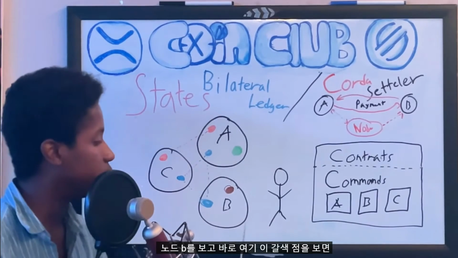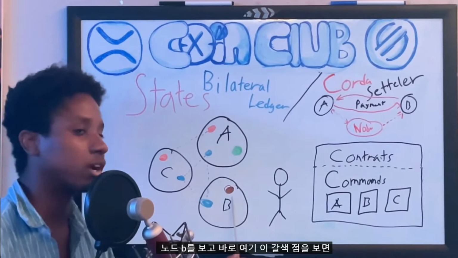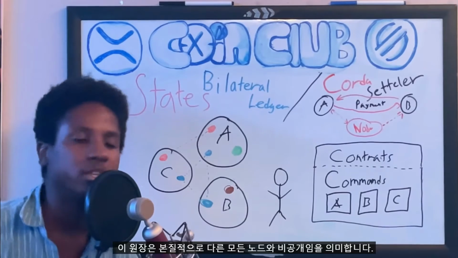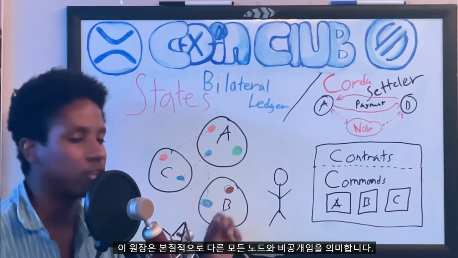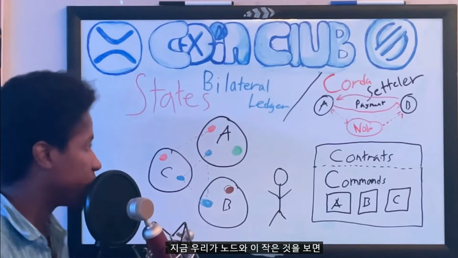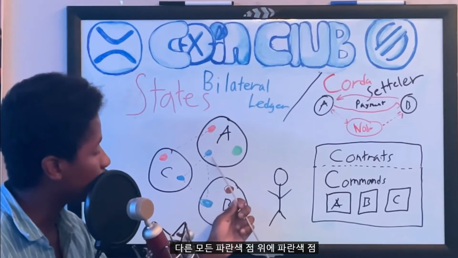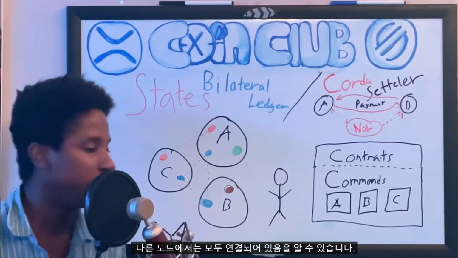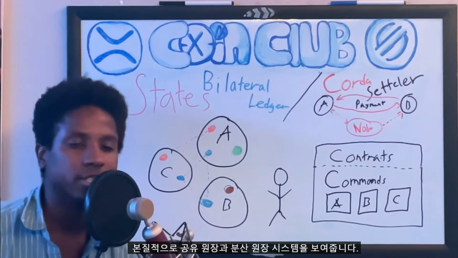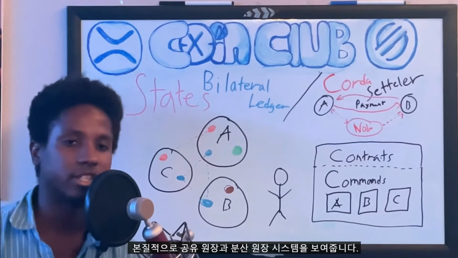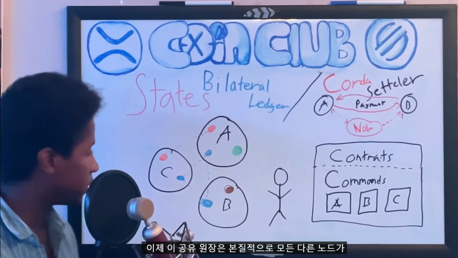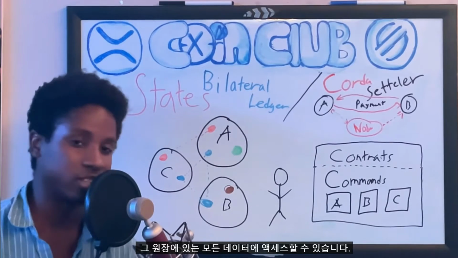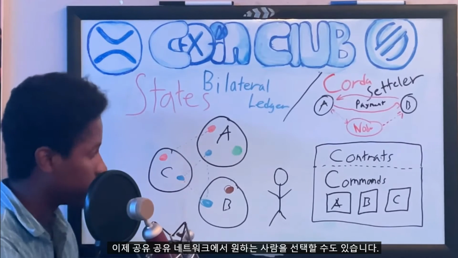Now, if we look at node B and this brown dot right here, we could see that this ledger is entirely isolated to node B, meaning that this ledger is essentially private from all of the other nodes on the network. Now, if we look at node A and this little blue dot on top of all the other blue dots in the other nodes, we can see that they are all connected, essentially showing a shared ledger in a decentralized ledger system. Now, this shared ledger would essentially mean that all the different nodes have access to all of the data on those ledgers, making it a shared network.